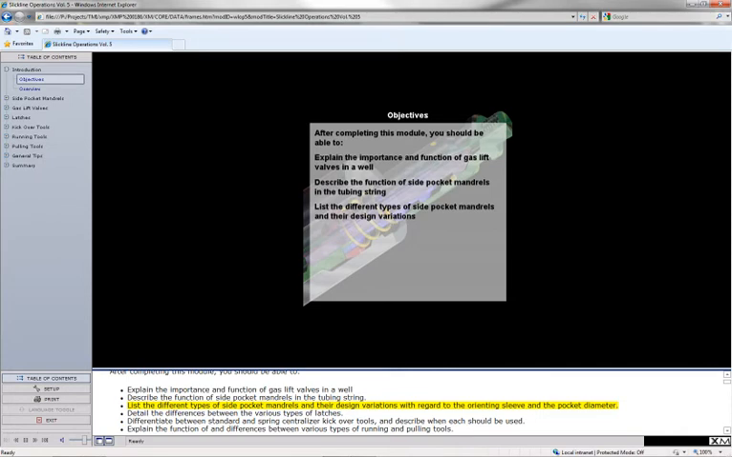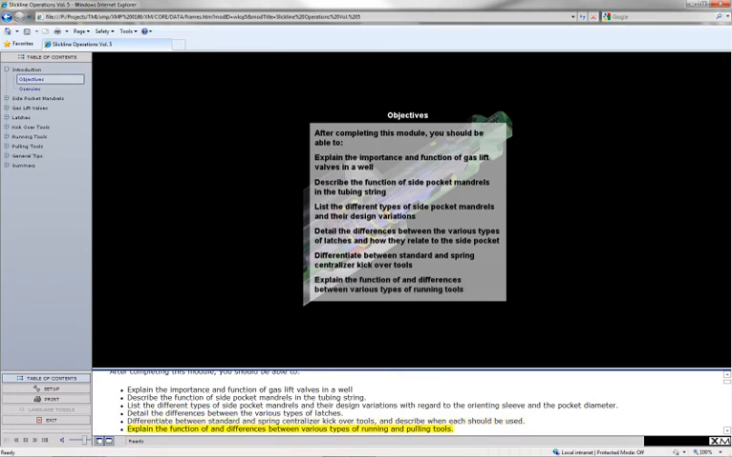pocket diameter. Detail the differences between the various types of latches. Differentiate between standard and spring centralizer kickover tools and describe when each should be used. Explain the function of and differences between various types of running and pulling tools.